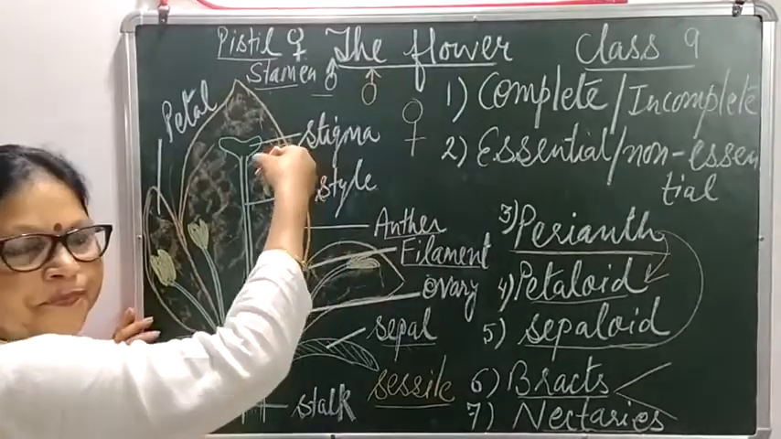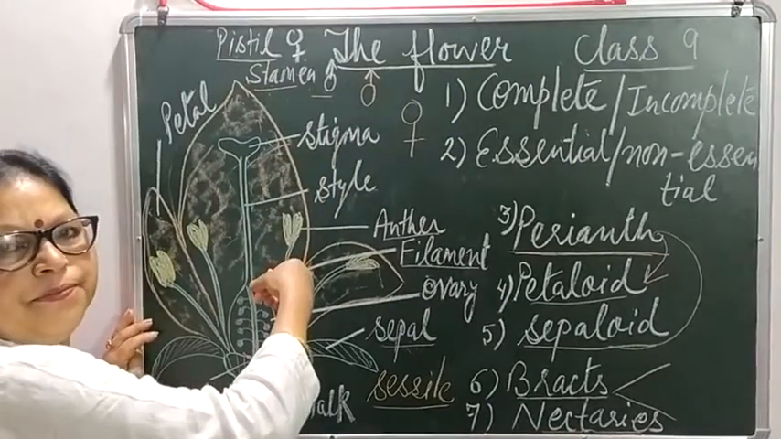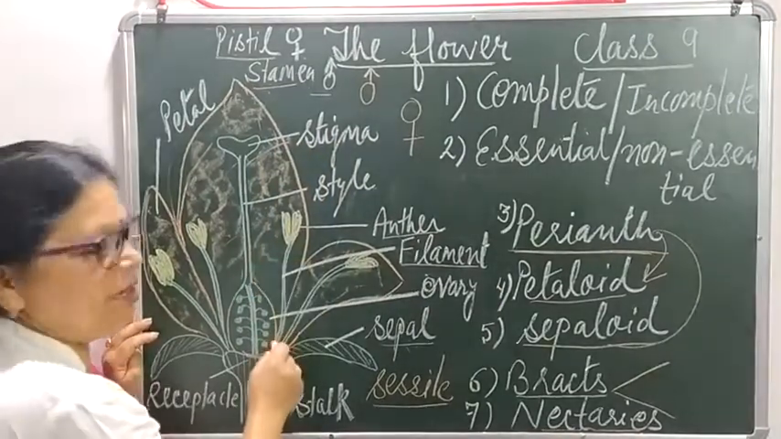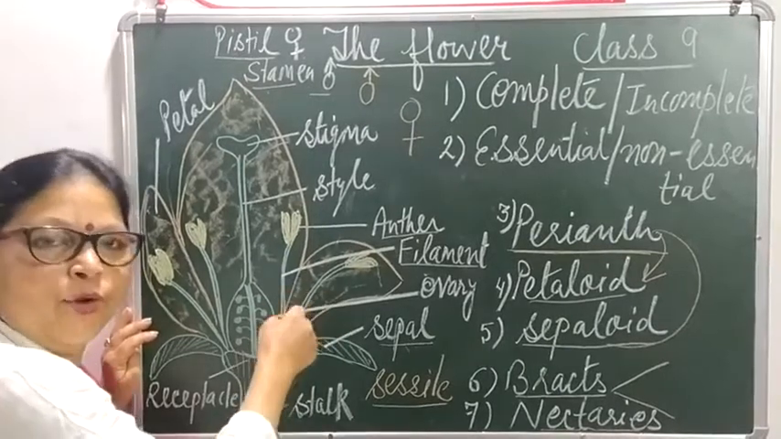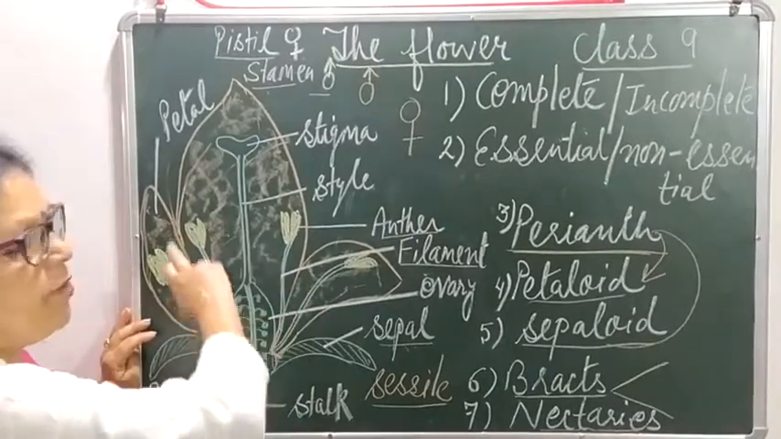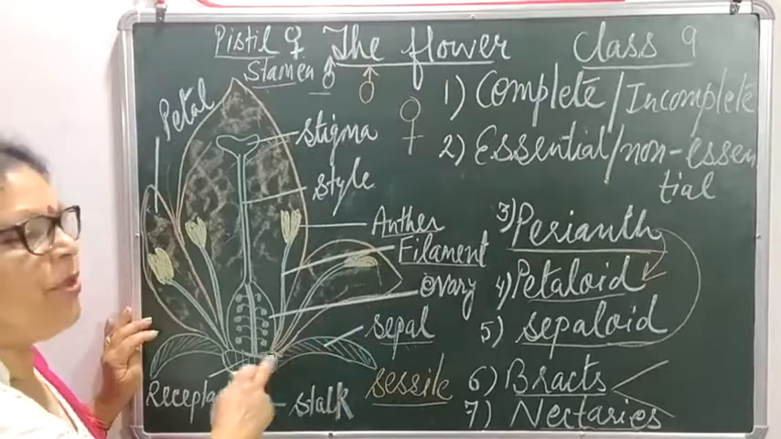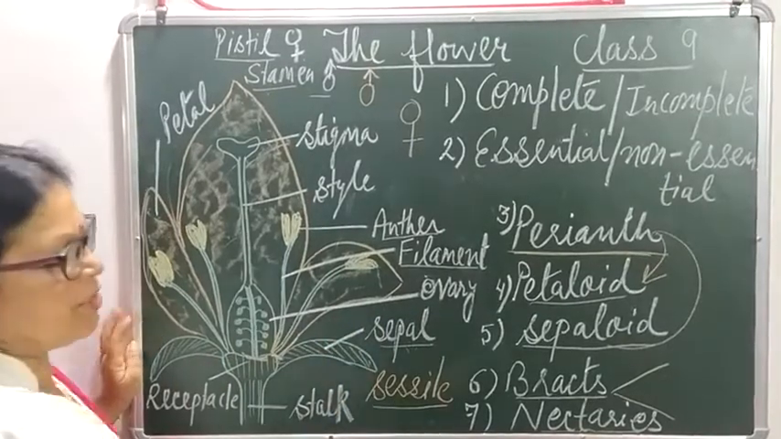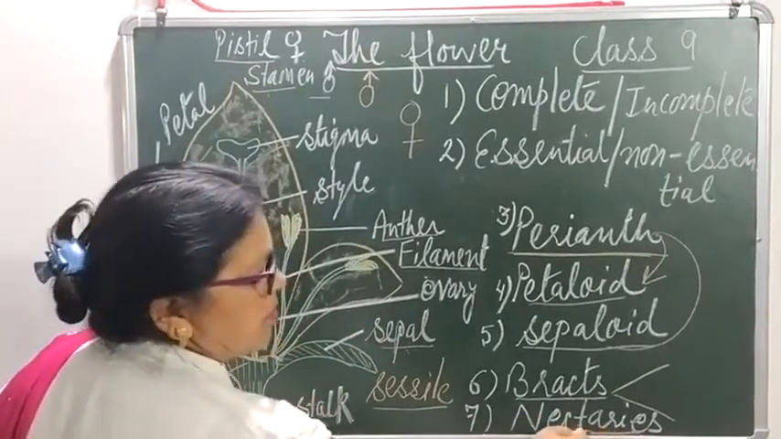Insects will be moving inside to get this nectar, and while eating this nectar, they will be helping in the process of pollination. So these are nectaries. Nectaries means nectar producing cells.